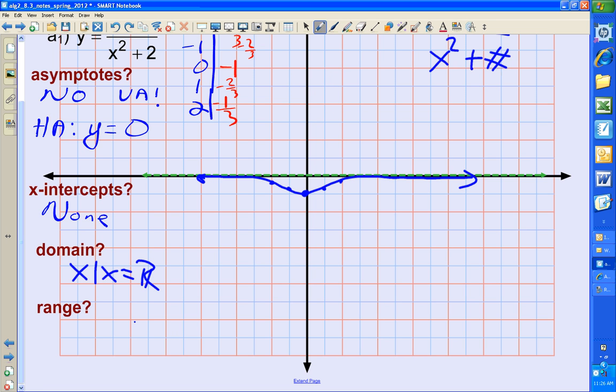So we're going to put y being greater than or equal to -1 and less than 0 for our range.